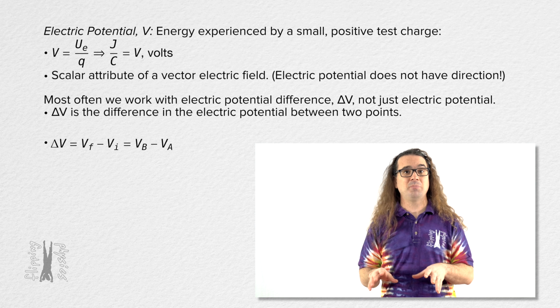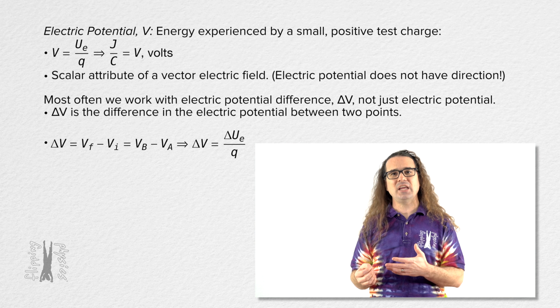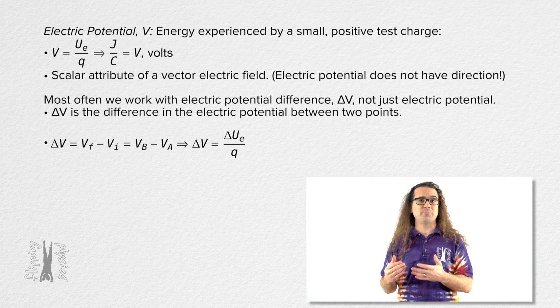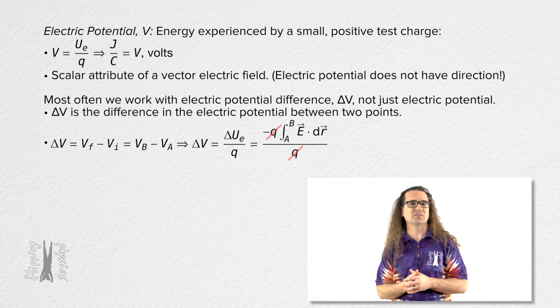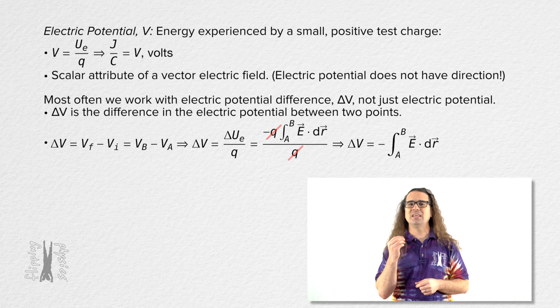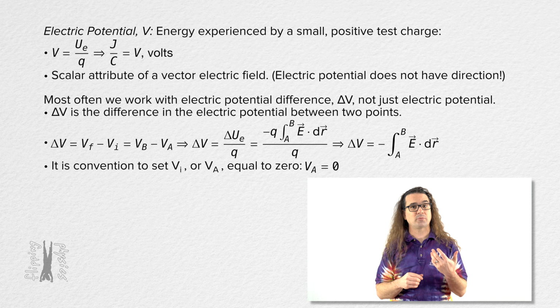Often points A and B are used instead of initial and final. That means electric potential difference equals change in electric potential energy divided by charge. We can substitute the dot product integral equation in for change in electric potential energy, and the charge cancels out. And we are left with electric potential difference equals the negative of the integral from point A to point B of the dot product of the electric field and the infinitesimally small displacement dr. We will often set the initial electric potential, or electric potential at point A, equal to 0.